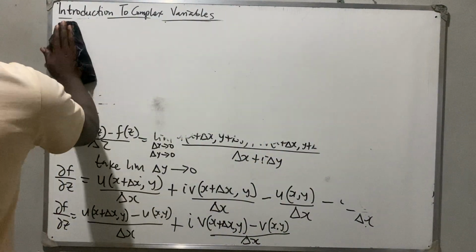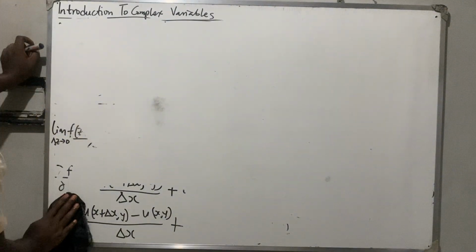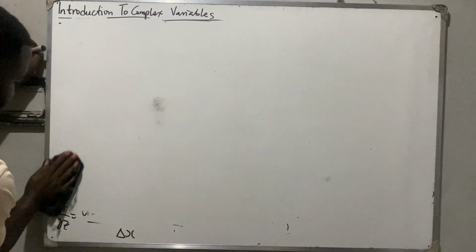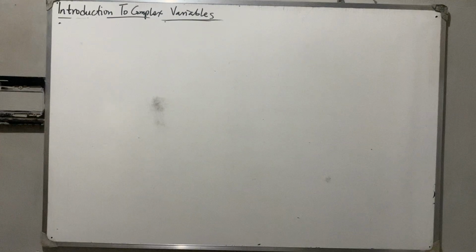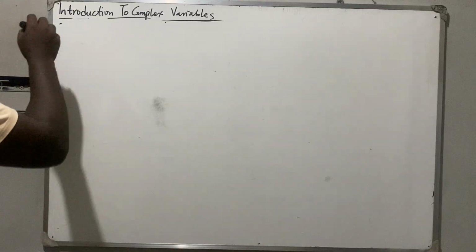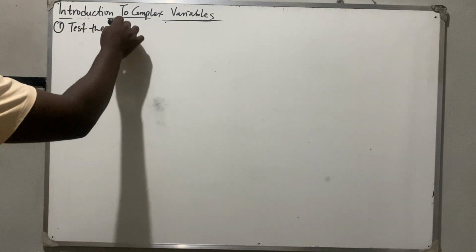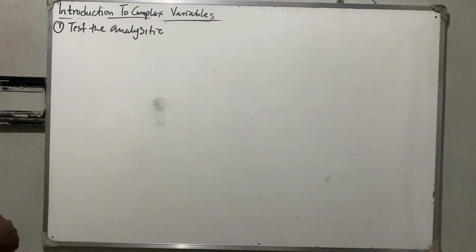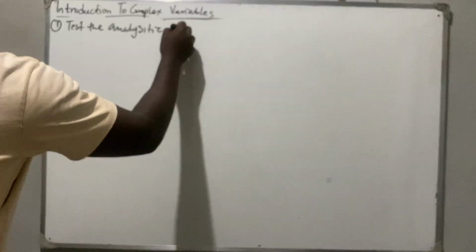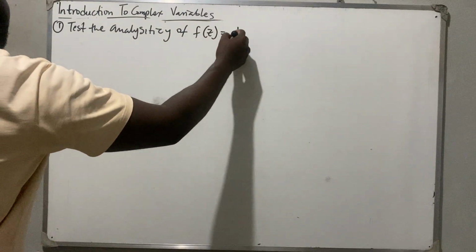So to test the analyticity of a complex variable, we don't really need to follow this whole process of derivation. We just have to check a few particular things, then we are good to go. So the first question said: test the analyticity of f of z is equal to 1 over z.